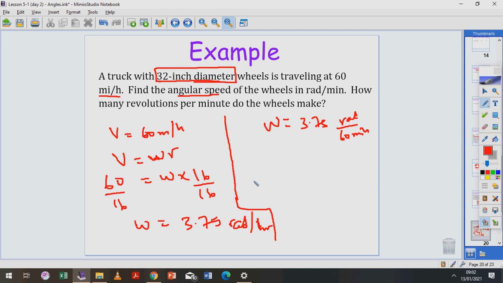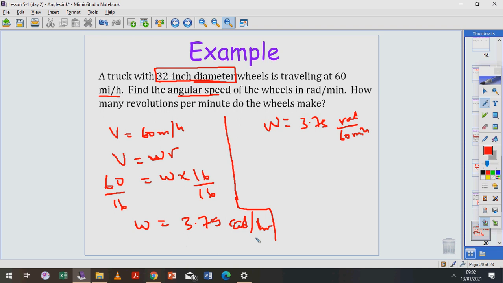Think about it. 60 miles an hour. Even if it is 5 feet, 60 miles an hour, that's really fast. So what's the answer in radians per minute? Are you multiplying by 60 or dividing by 60? Why would you divide it? I think it was dividing, but apparently it's multiplying.